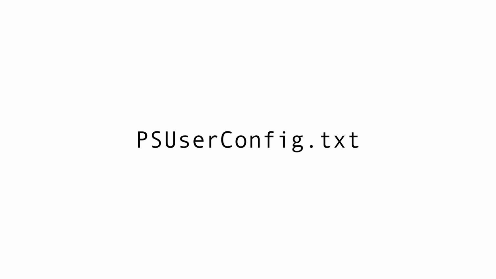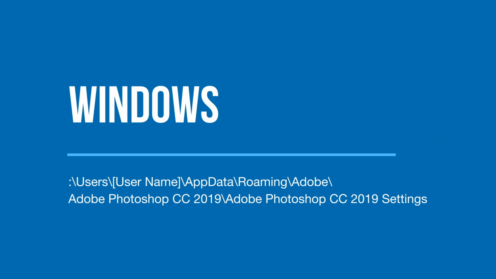Once you have that typed out, you're gonna save the file as PSUserConfig.txt. And remember, this is case sensitive as well, so you wanna capitalize the PSU and also the C. Once you have the file created and saved, on Windows, you're gonna wanna store that in the install drive, wherever that is on your computer, and then Users, your username, AppData, Roaming, Adobe, Adobe Photoshop CC 2019, Adobe Photoshop CC 2019 Settings. Whew.